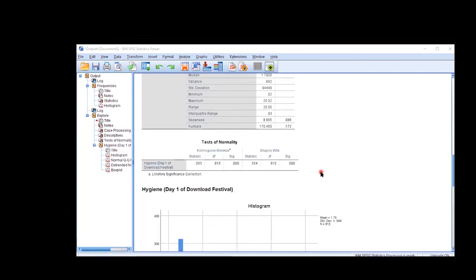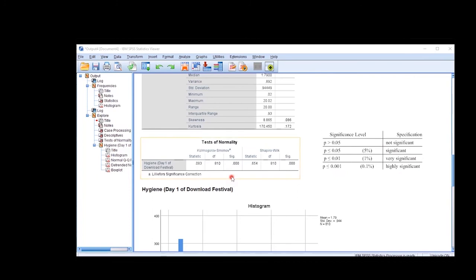Now, the two tests are here. The first test is the KS test or Kolmogorov-Smirnov test, and the other is the Shapiro-Wilk test. Actually both tests do the same job, but this test is less popular than this one. So that's why we are focusing more on this one. Our estimate is 0.83, degrees of freedom are 810, and significance is 0.0. As I told you in the theoretical section, if the significance level is less than 0.05, it means the data is non-normal.